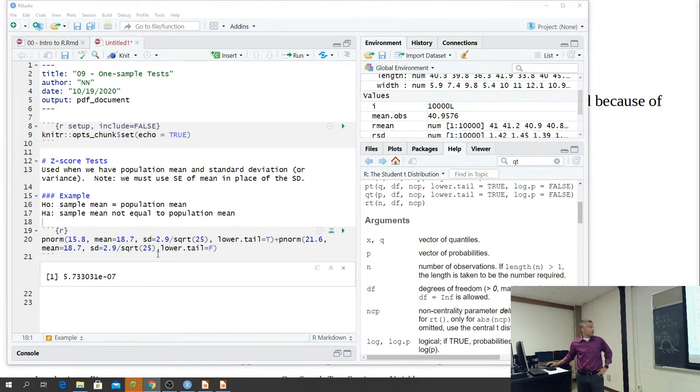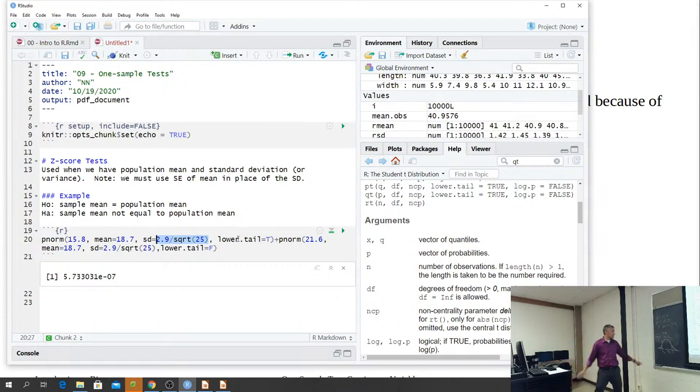So we already did that on the board. I know I had 15.8. First up, I'm going to do my lower tail. I use pnorm 15.8. The distribution we're working with has a mean of 18.7. The standard deviation is 2.9 divided by the square root of 25. This is our standard error of the mean. We have to do that. That's very important.